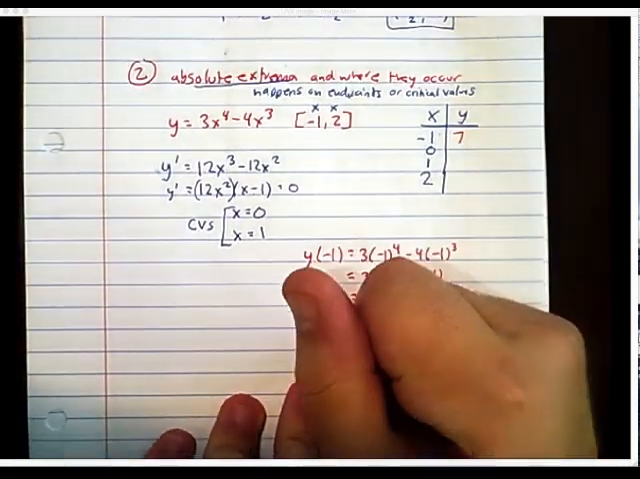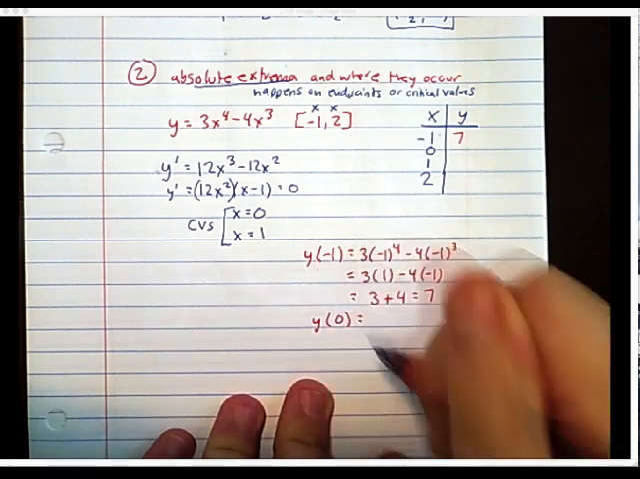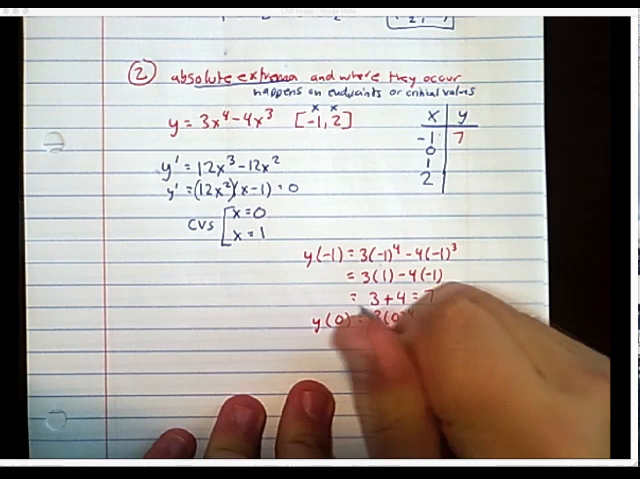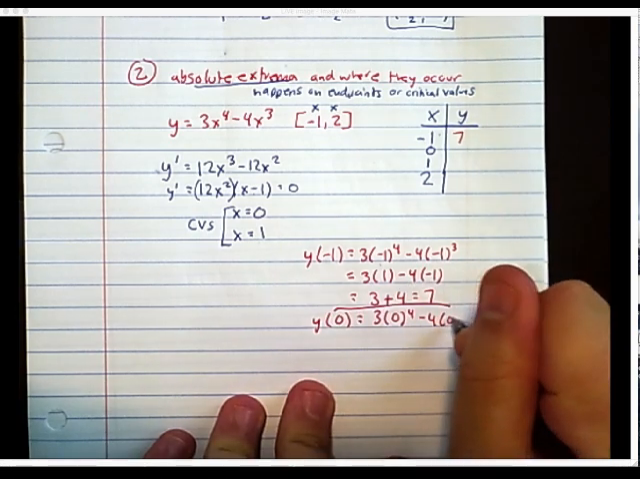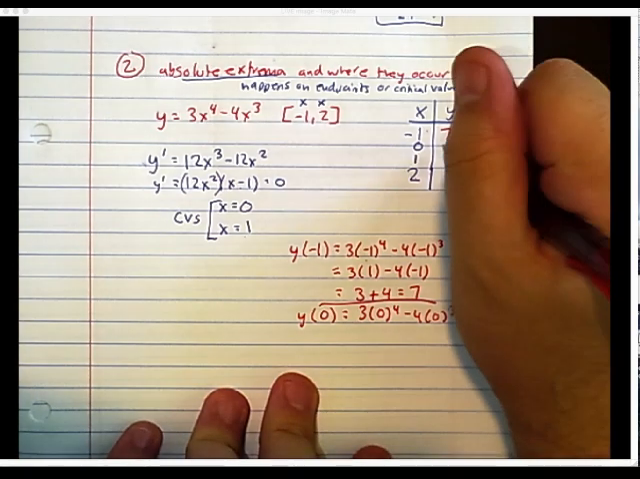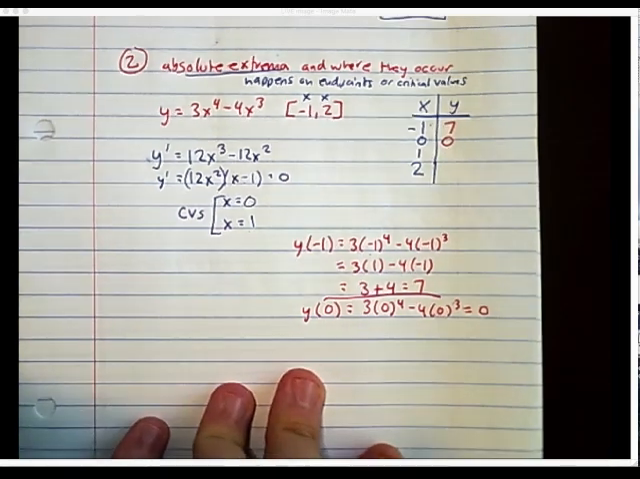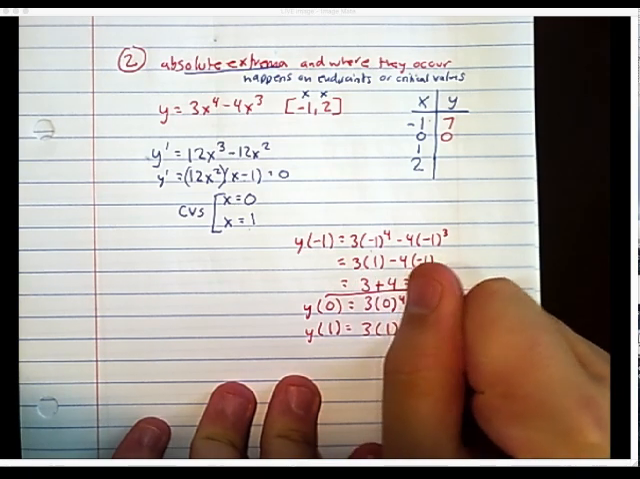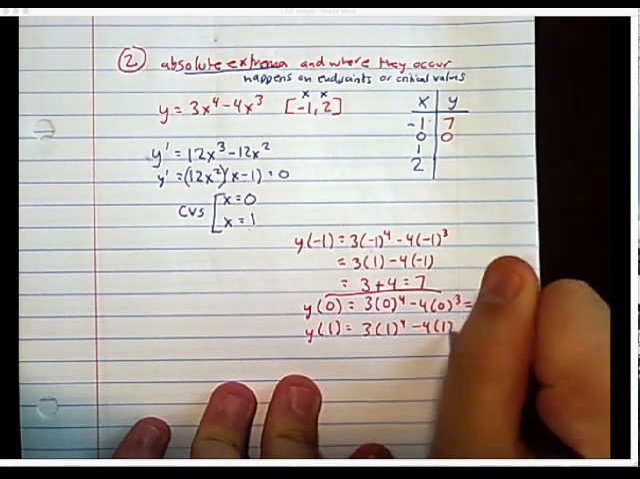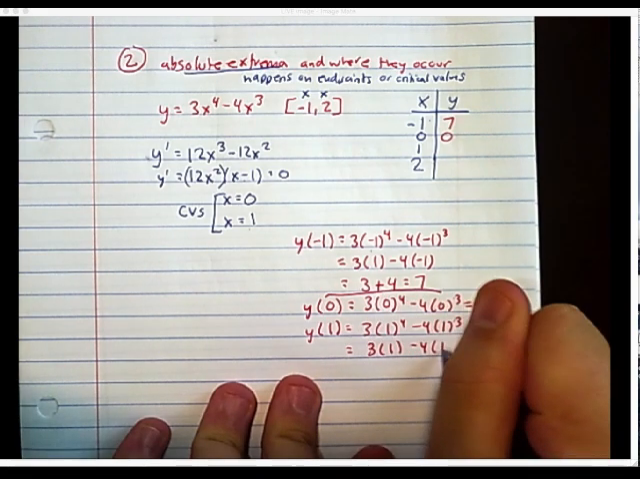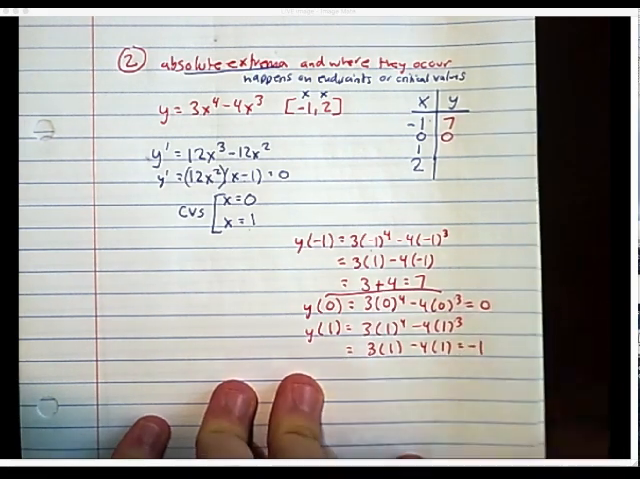Okay. Now 0. 3 times 0 to the 4th minus 4 times 0 cubed. Hopefully right away you'll know that's 0. Okay. So we know that. What about positive 1? 3 times 1 to the 4th minus 4 times 1 to the 3rd. That's going to be 3 times 1 minus 4 times 1. And that's going to be negative 1.